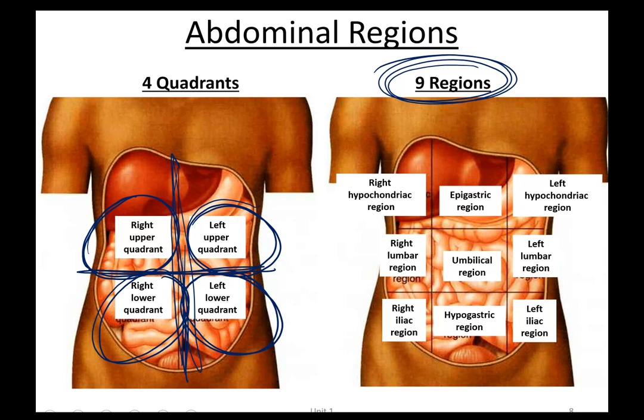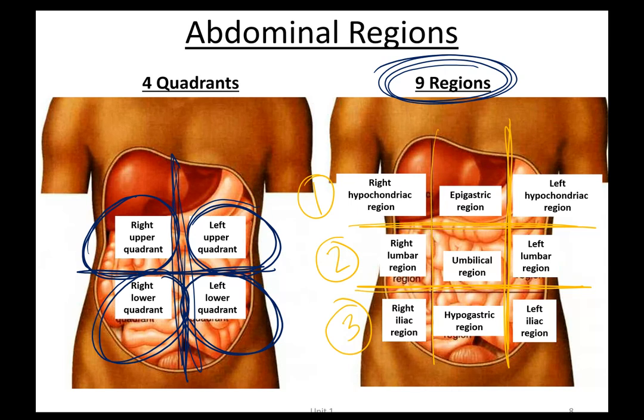The 9 regions are kind of like a tic-tac-toe because you've got 9 regions as opposed to 4 quadrants. Okay, you've got 3 different rows and you've got 3 different columns. So if you're a paramedic and you know that somebody's been hit, let's say in the umbilical region, you can kind of get more specific about what you're describing.